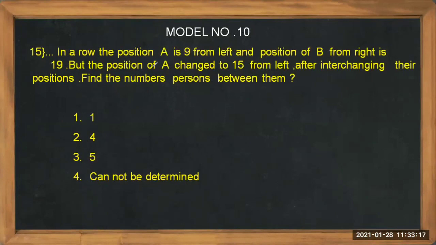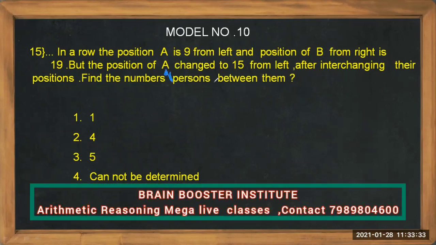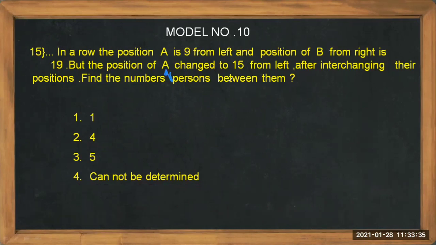Model number 10. In a row, the position of A is 9 from the left and the position of B from the right is 19. But the position of A changed to 15 from the left after interchanging their positions. Then find the number of persons between them. It is very simple to find, the same as the previous model. The same thing we need to do.